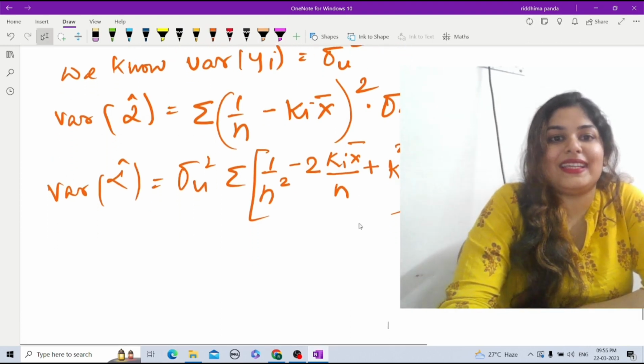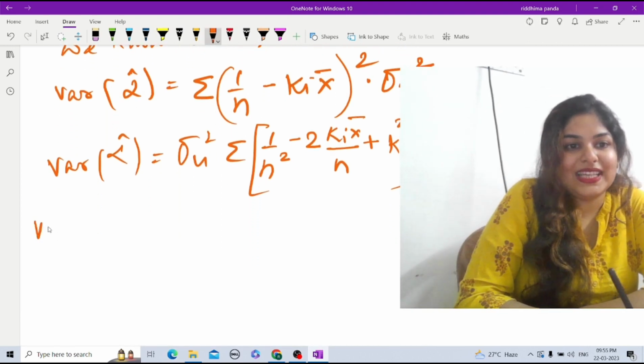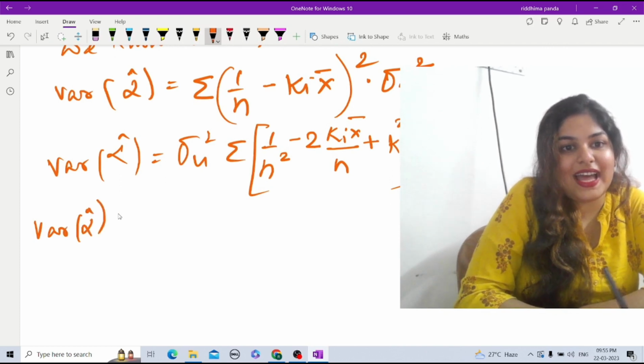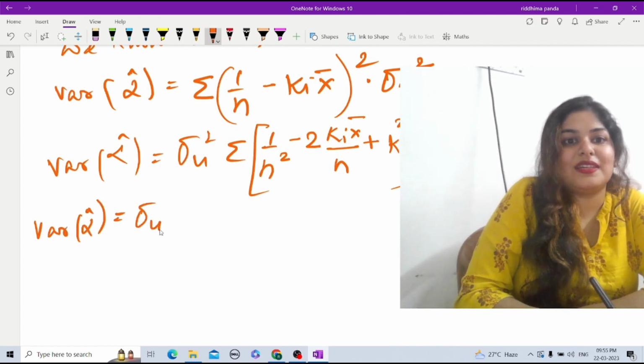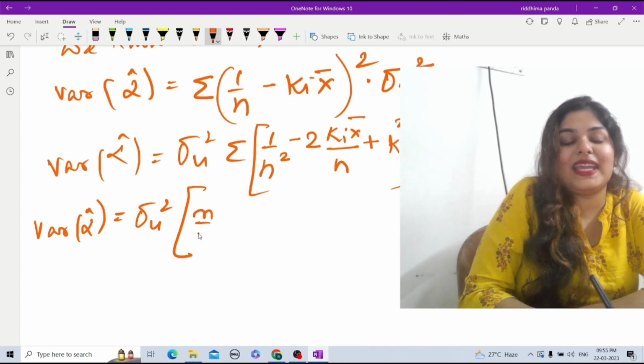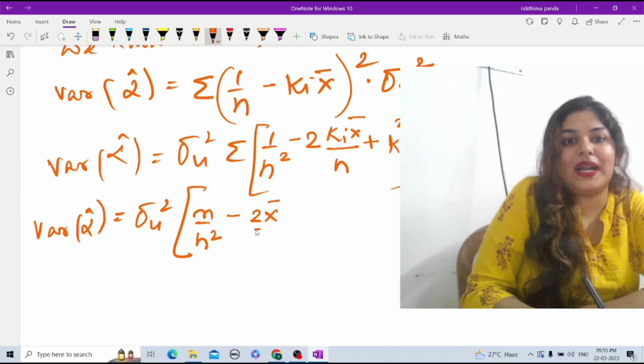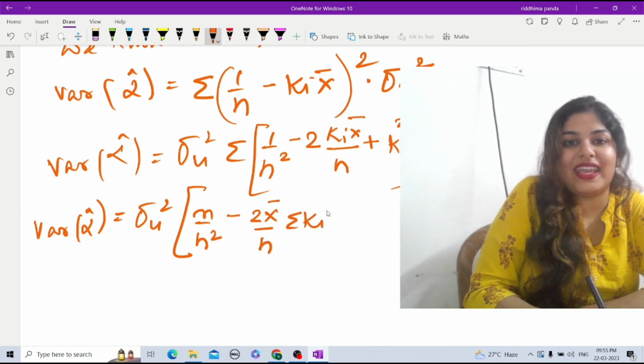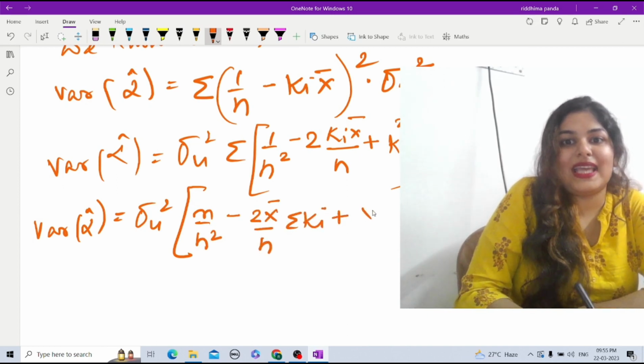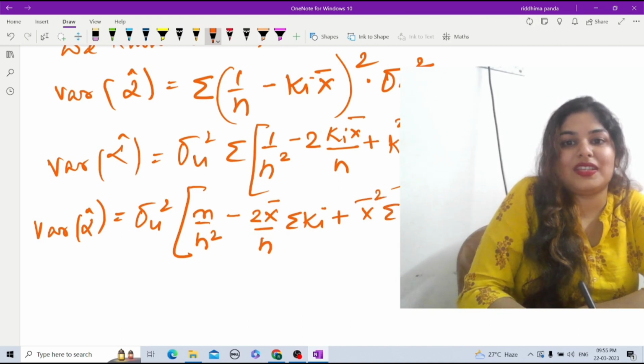Now in the next line, variance of alpha hat is equals to sigma u square, summation of 1 is n by n square minus 2 x bar by n summation ki plus x bar square into summation ki square.